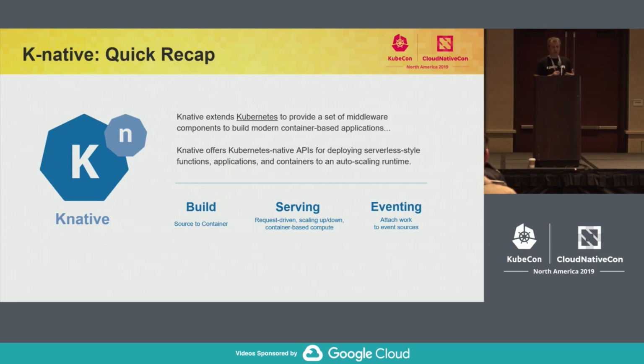So looking at the documentation of Knative, Knative extends Kubernetes with a set of middleware components to build modern container-based applications. Or you can look at it as Kubernetes-native APIs for deploying serverless-style functions, applications, and containers. Or to make it even simpler, let's call it this way: it is the ability to create an event-based architecture for containers. So something that takes containers and makes them look, feel, and behave like serverless functions.